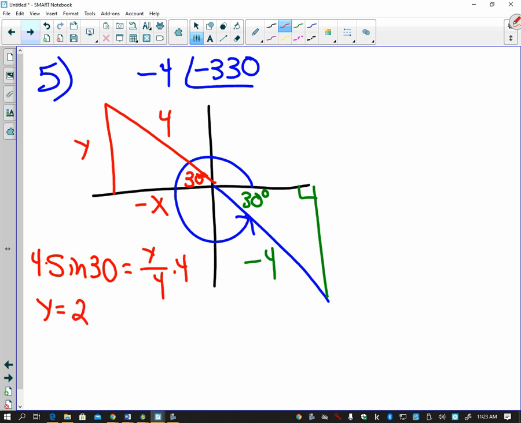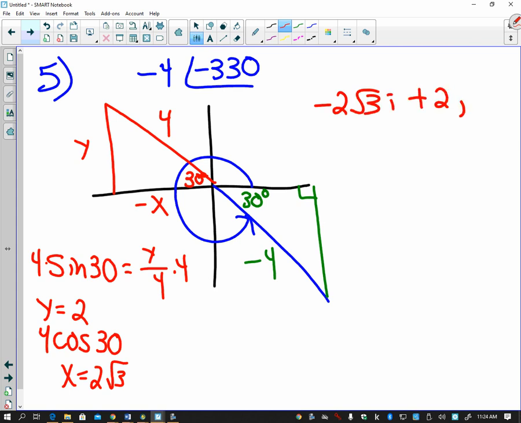Now for x, I'm going to use cosine. So I can just write 4 cosine 30 and get x. But keep in mind, my x has to be what? Negative. What is that? It should be 2 radical 3, correct? Or something equivalent to it, except I'm going to get -2 radical 3 plus 2j, because it wants it in rectangular coordinate form. Okay?